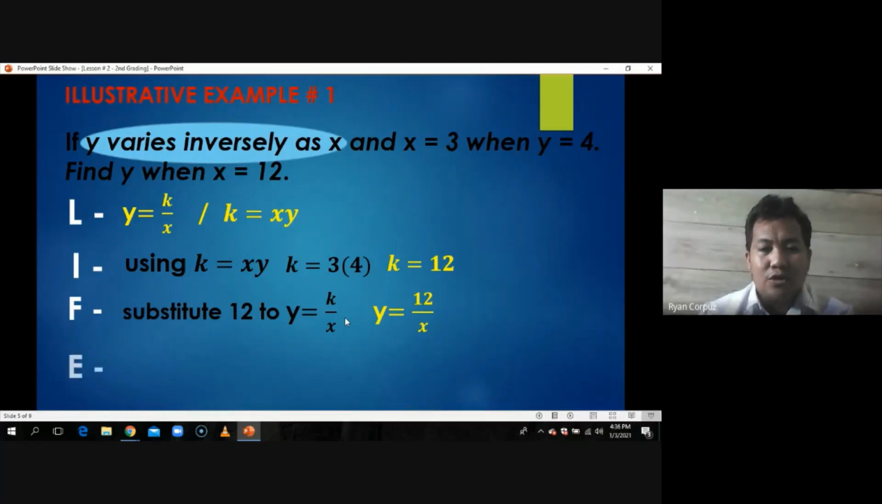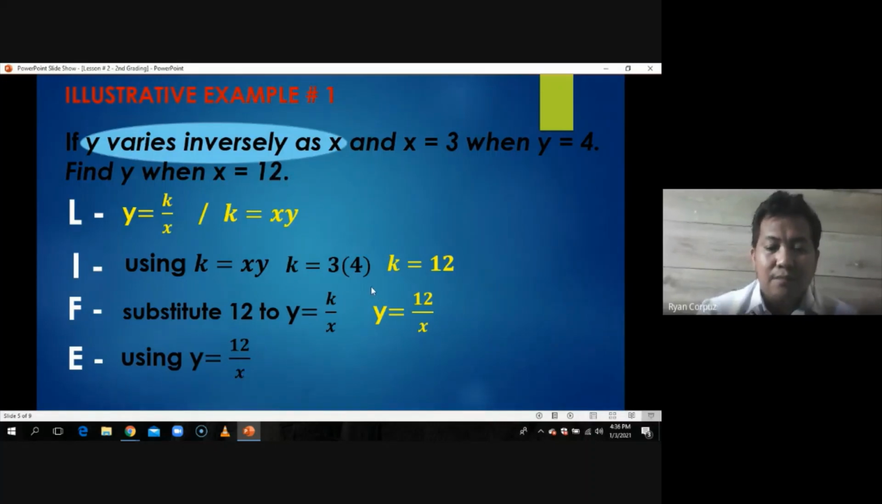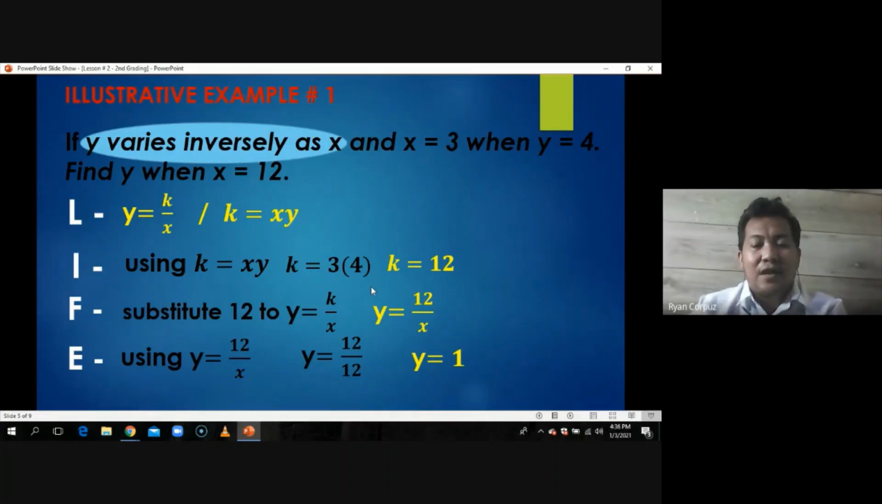And that new form equation is to be used in the last step. So using that y is equal to 12 over x, ito yun ha. Kung ano yung mapuform nyo dito again, yun yung gagamitin sa pang-apat na step. So y is equal to 12 over x. Using that, find y when x is equal to 12. Substitute lang natin in place of x, that will be 12. So we'll come up with y is equal to 12 over 12. So y is equal to 1. So the value of y is 1. So that's how we answer example number 1 involving problems about inverse variation.